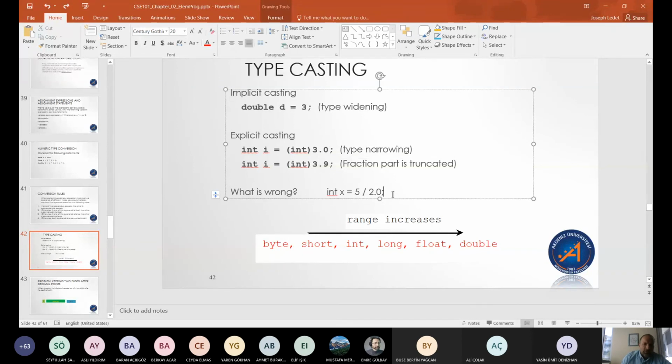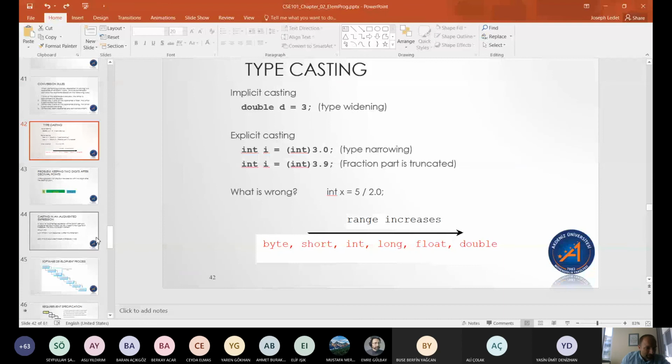So what's wrong here? What's going to happen? Think about it. Say your answers in the chat whenever you realize what's going on. Okay, why is this? What's the problem here? Okay, let's see.